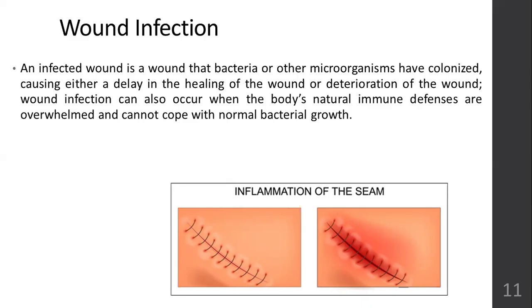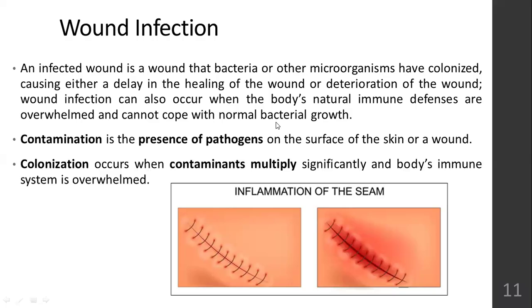Okay, because when a wound is infected, it will not heal at the right time. It will take more time to heal, or the wound may spread. Maybe it was just a 5 centimeter long wound. After infection, it became 7 centimeter. That is deterioration of the wound. There is more pus and exudates that ooze out of the wound, and your body's natural immune system, natural defenses, are not able to tackle this level of infection. That is a wound infection.